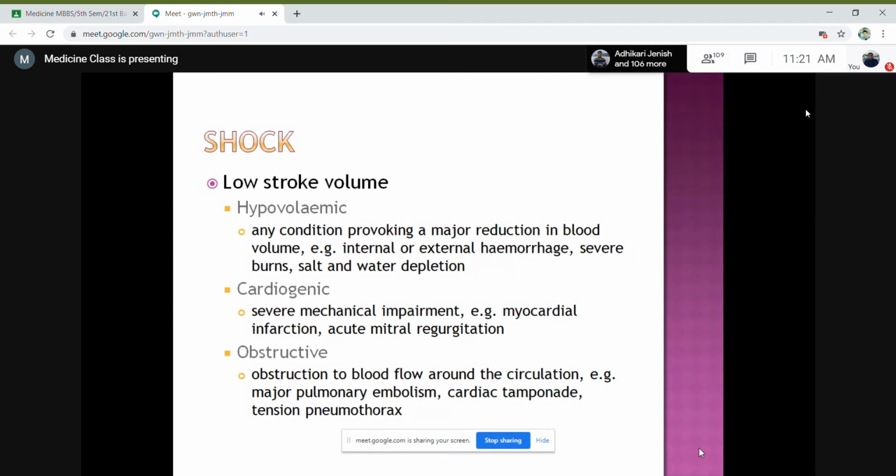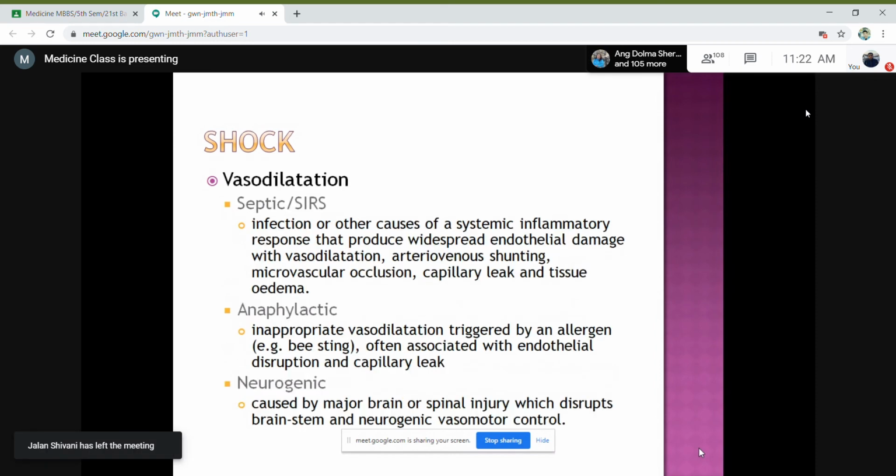Cardiogenic shock. It is generally because of severe mechanical impairment, like in cases of acute myocardial infarction, acute mitral regurgitation. So these patients may land up in cardiogenic shock or acute left heart failure. Obstructive shock. It is because of obstruction to the blood flow around the circulation, like in cases of pulmonary embolism, cardiac tamponade, and tension pneumothorax. This results in obstructive shock.